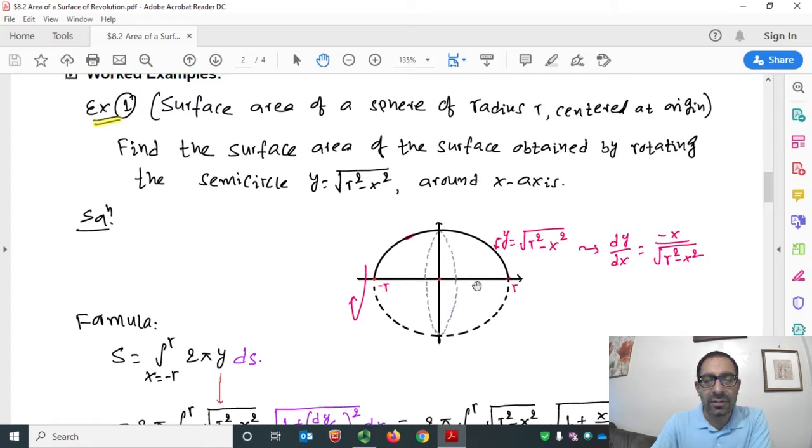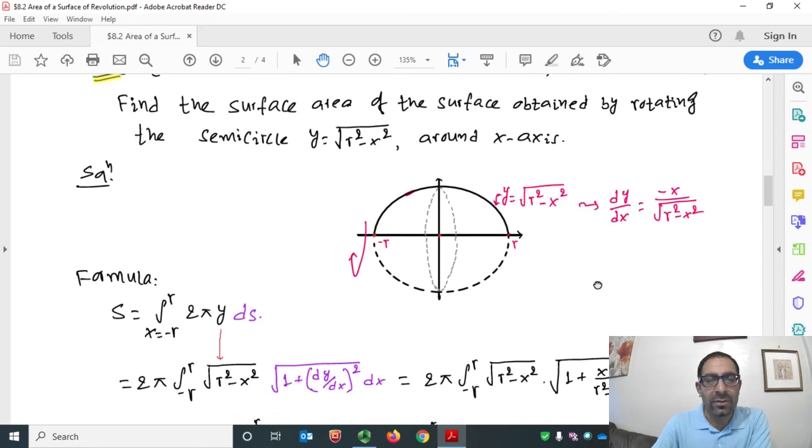It's a circle, and we are rotating this upper half, meaning on this semicircle, this arc length, around the x-axis. This circle meets the x-axis at minus r and r. So y equals the square root of r squared minus x squared; take the derivative, which turns out to be negative x over the square root of r squared minus x squared. Keep in mind that r squared is constant. Okay, so let's use the formula.